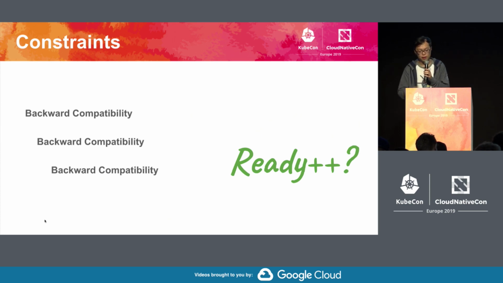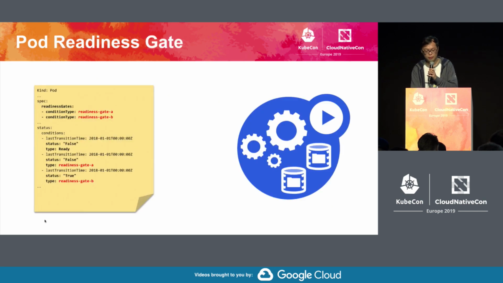Also, how can the mechanism work with existing workflows, right? There are many different workflows. There are Kubernetes native ones, like replica sets, deployments, and stateful sets. There are user-defined controllers. How can we make this change without changing all these controllers? And finally, how do we make it transparent to the user, so that the user is not aware of this new change? The pod readiness gate was proposed and implemented, and it has been GA since Kubernetes 1.14.